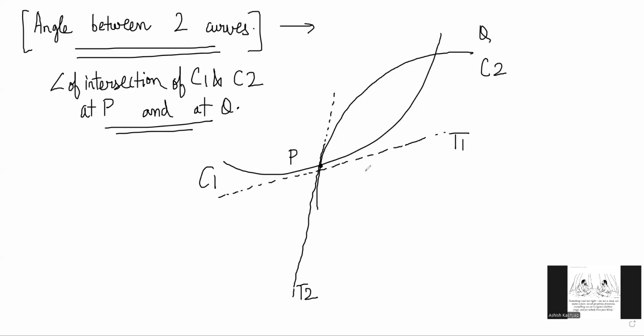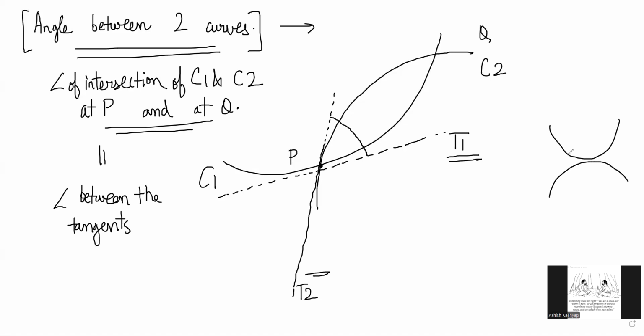The angle between two curves is defined as the angle between the tangents. So we have to find the angle between the T1 and T2 lines. This is equal to the angle between the tangents. And obviously there will be two different tangents because the curves are intersecting. If the curves were touching each other, then there would be only one tangent, right?